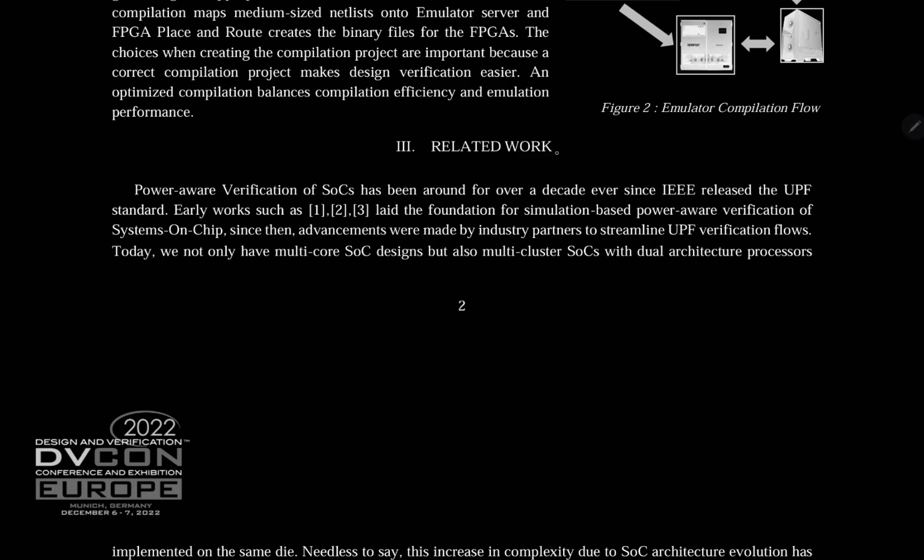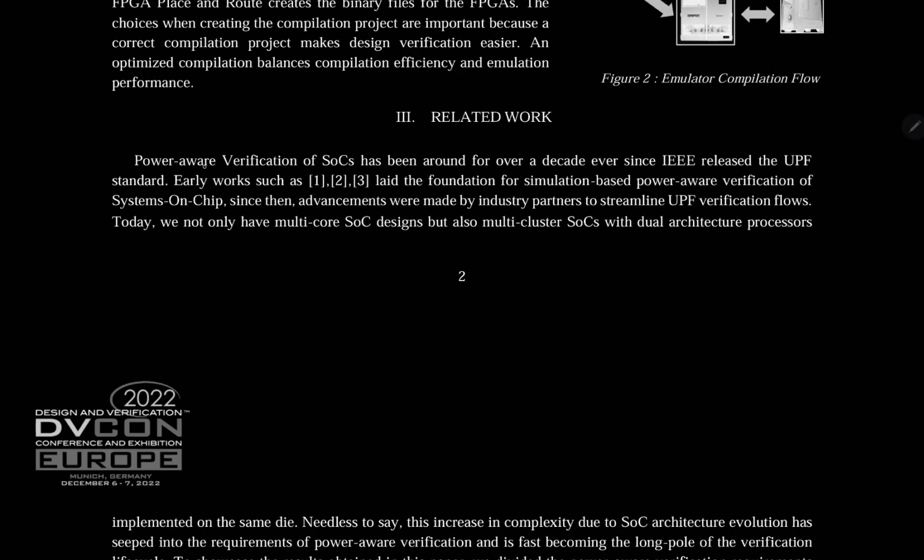Section 3. Related work. Power-aware verification of SoCs has been around for a decade, ever since IEEE released the UPF standard. Only with UPF 1.0, 2.0, 3.0 was the foundation laid for simulation-based power-aware verification of systems-on-chip. Since then, advances were made by industry partners to streamline the UPF verification flows.